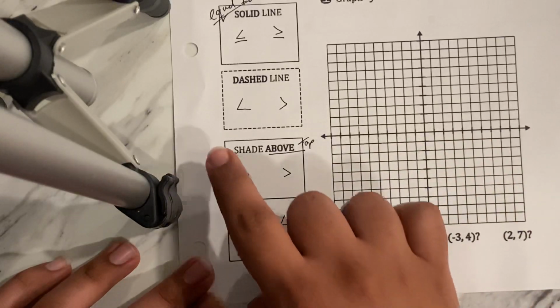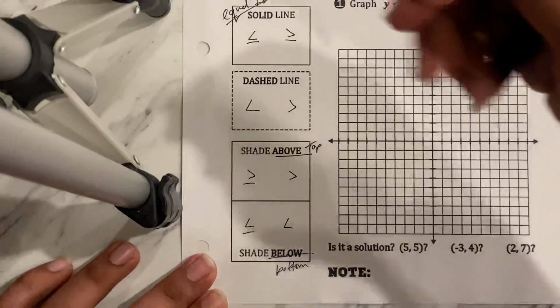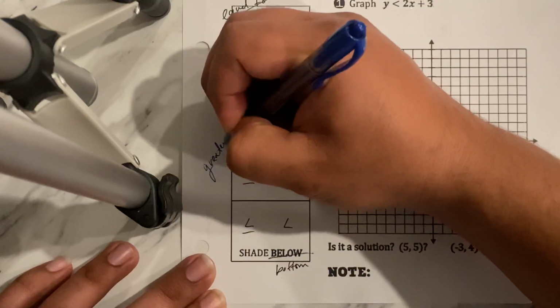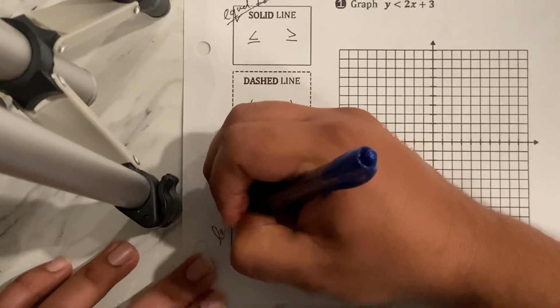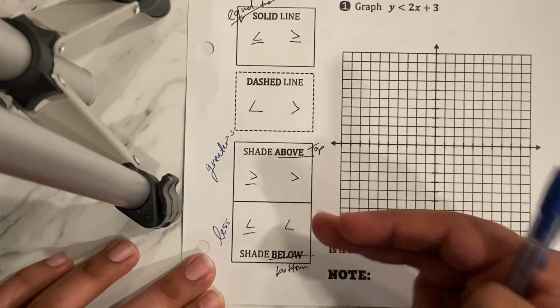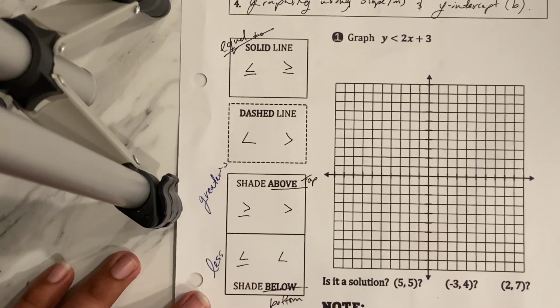And definitely, if we need to, let's write the notes right here also. Use a different color. Greaters and less. So I know that these are greaters, these are less. Boom, boom, boom. We can start graphing.